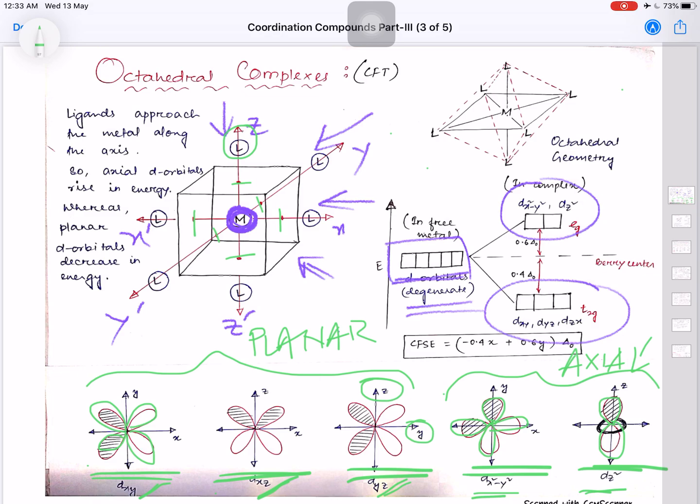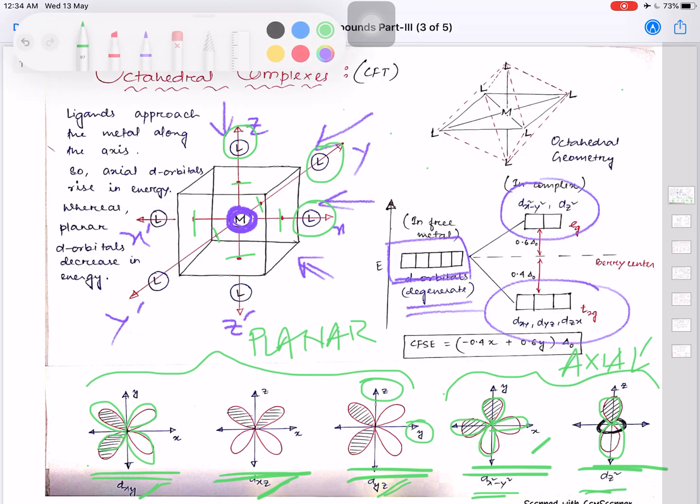Now you see, if ligands are coming along the axis, what will happen? These axial d orbitals will face more repulsion compared to the planar d orbitals. Is it clear? Because the metal has d orbitals, and ligands are coming along the axis, so the metal d orbitals that are along the axis will face more repulsion from the ligand orbitals.